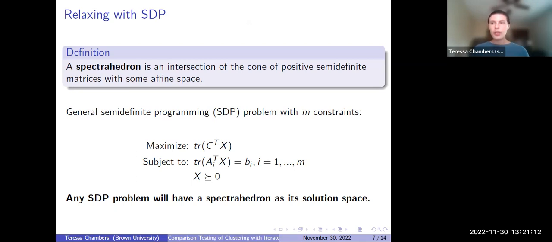Some of you may have heard the term spectrahedron before. Mark, you mentioned polytopes earlier. Spectrahedra are a generalization of polytopes outward to be a little more relaxed. Generally speaking, a spectrahedron is an intersection of the cone of positive semi-definite matrices with some affine space. So the elliptope would be an example of a spectrahedron. Any polytope will be an example of a spectrahedron. An awful lot of shapes that you can think of off the top of your head are probably going to be spectrahedra.